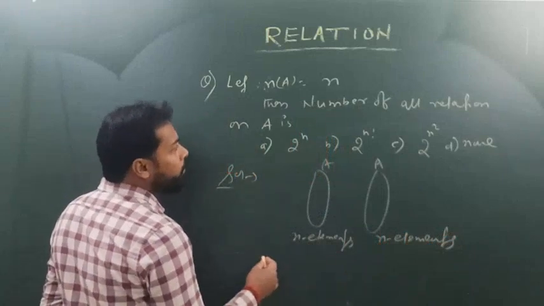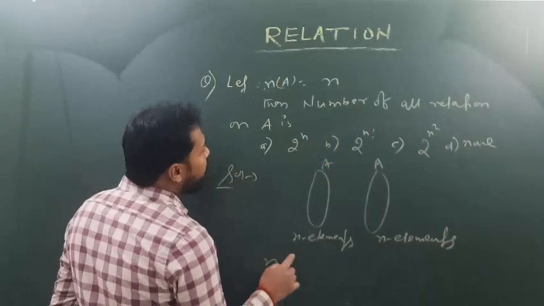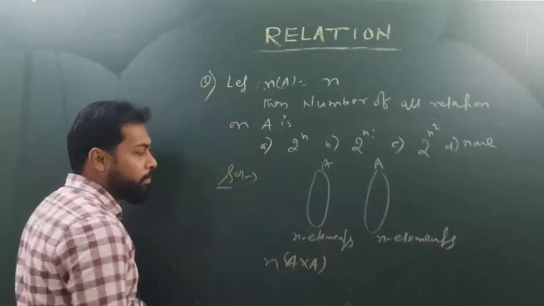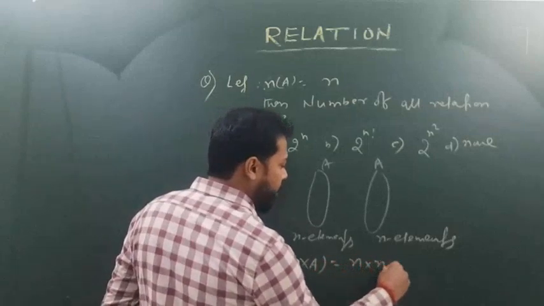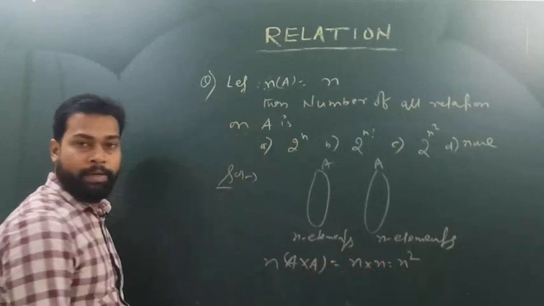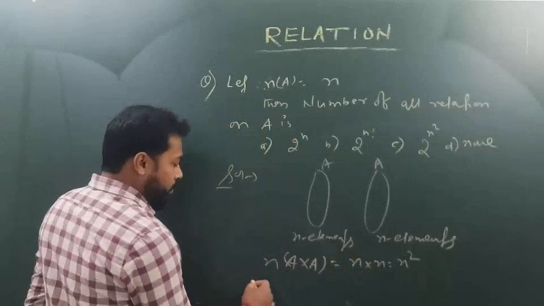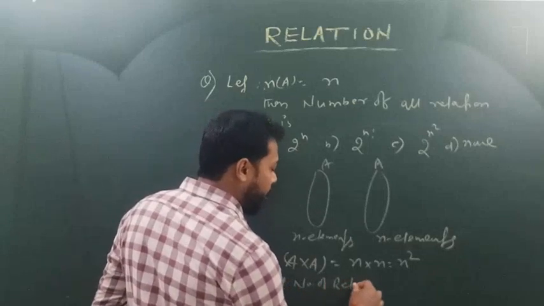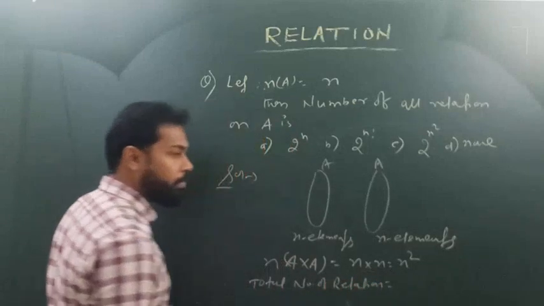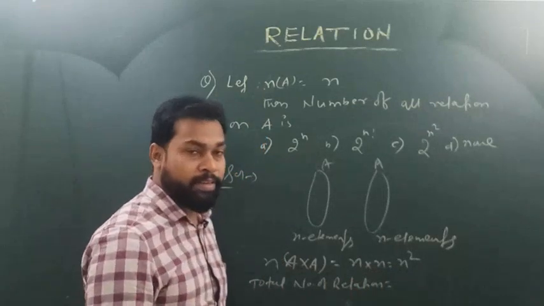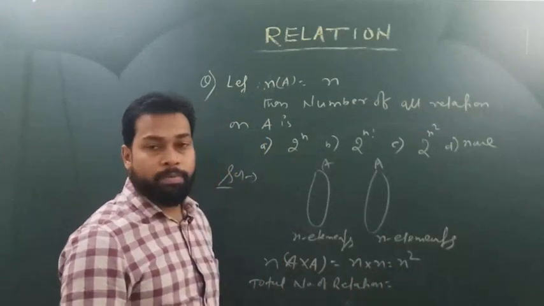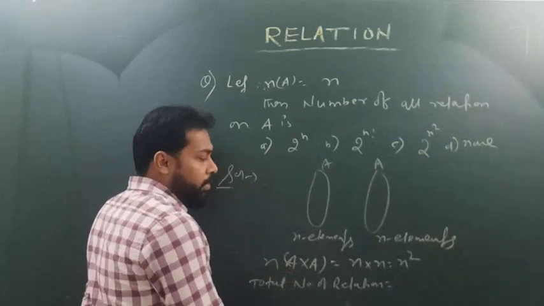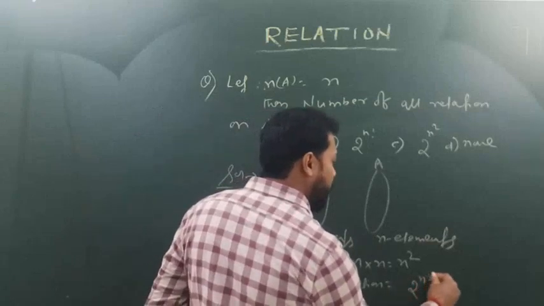So what is the number of elements in A cross A? That will be equal to n into n, which is n square. So what is the total number of relations? We know that a relation is any possible subset of A cross B. So the total number of subsets of A cross A will be 2 power n square.